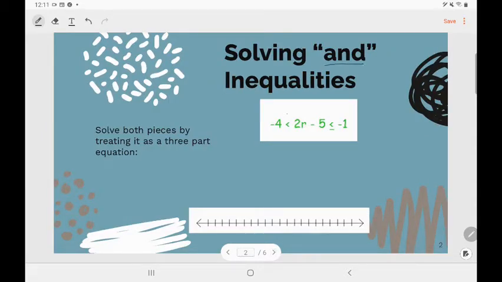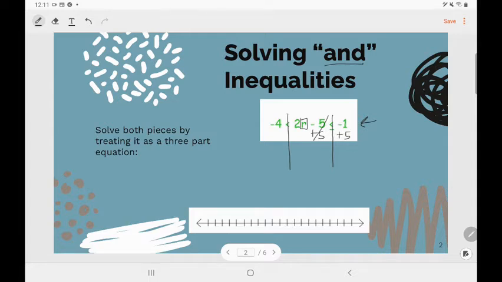Now, if I'm solving "and" inequalities, oftentimes they are written as one large inequality. Notice my variable is in the center and I need to isolate that, but I have two different inequalities, here and here. In order to solve this, I need to make sure I solve both inequalities, and I'm going to do that at the same time. To isolate r, I need to add 5 to cancel it out. But I need to make sure that I solve both inequalities.